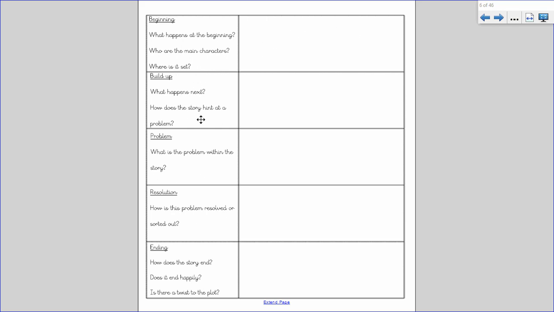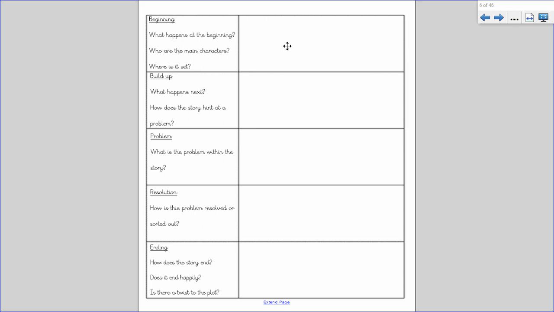The build up, what happens next? How does the story hint at a problem? You know, that something unusual might be happening. And then the problem, so what is the problem within the story? The resolution, so is the problem resolved or sorted out? And then the ending, how does the story end? Does it end happily? Is there a twist to the plot? Okay, so these will help us identify the key events within the story.